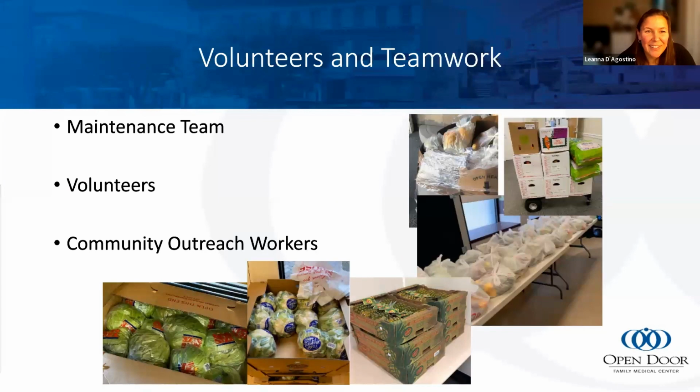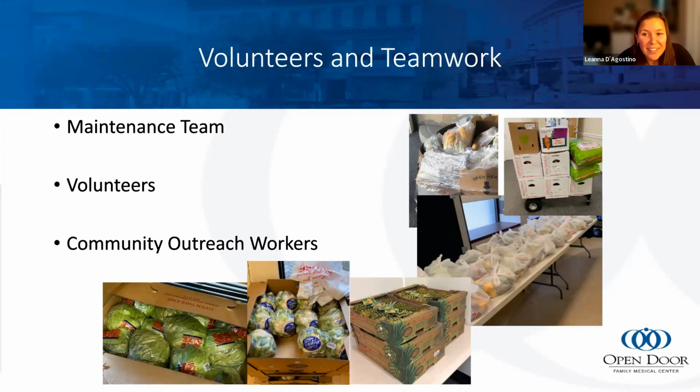Volunteers and teamwork. So for each food distribution, Feeding Westchester delivers a box of fruit and vegetables, all separately packed, and they give us a slip indicating the amount of each item that should be packed into each individual bag that we distribute. With a small team in our wellness department, we rely on the help of our maintenance team and some wonderful volunteers and help from our community outreach workers.